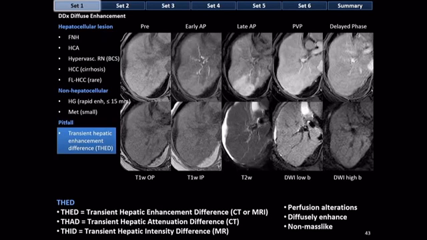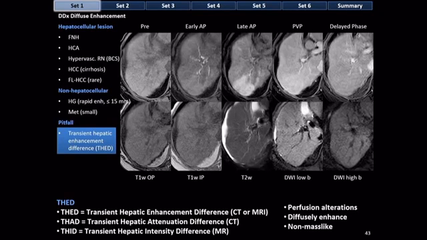This abnormality was not a mass. This abnormality was a perfusion alteration, and your clues are the wedge shape, and then if you look at the bottom row of images, you'll see the blood vessels running through the area of this abnormality undisturbed.